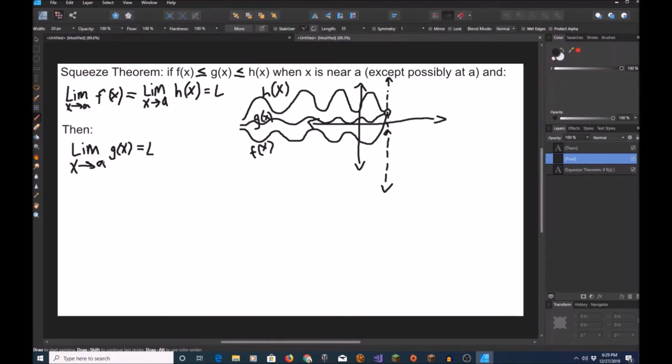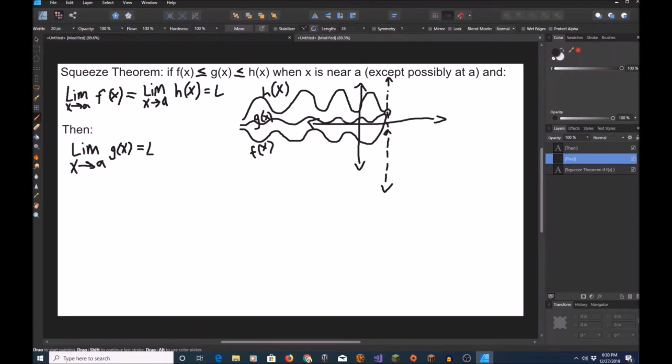And that probably sounds very confusing, so I drew this graph out here as well. I've got this a value marked off here, and you can see h of x is greater than f of x and g of x at all points on this graph, and f of x is less than g of x and h of x at all points on this graph, but at a, h and f approach the same value. So that forces g of x to be squeezed between them and forces it to approach the same L value. That's basically what the squeeze theorem is saying.